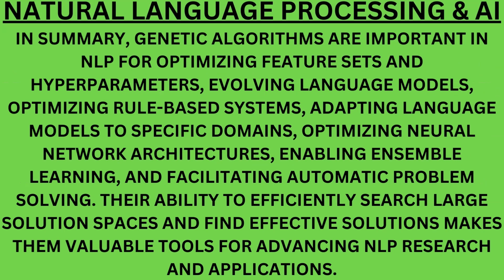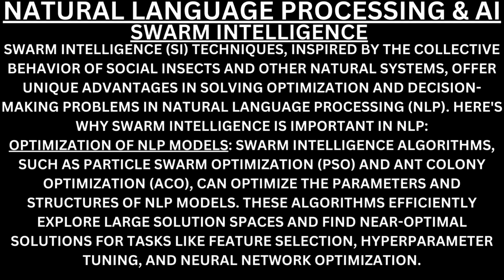In summary, genetic algorithms are important in natural language processing for optimizing feature sets and hyperparameters, evolving language models, optimizing rule-based systems, adapting language models to specific domains, optimizing neural network architectures, enabling ensemble learning, and facilitating automatic problem solving. Their ability to efficiently search large solution spaces and find effective solutions makes them valuable tools for advancing natural language processing research and applications.